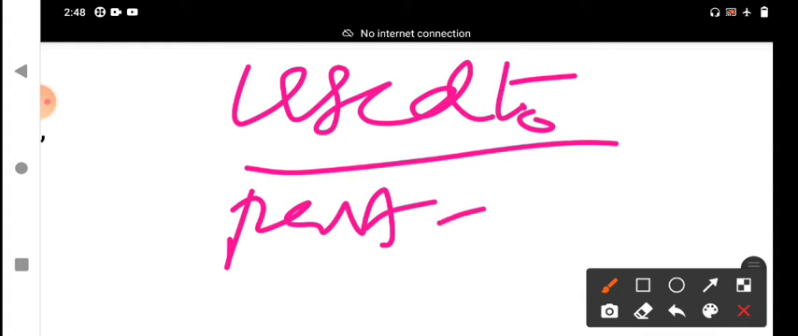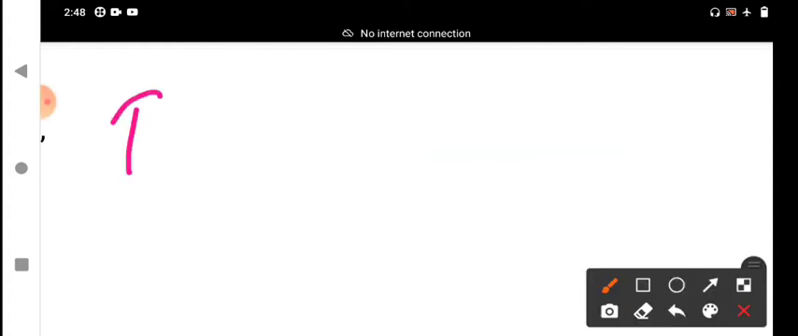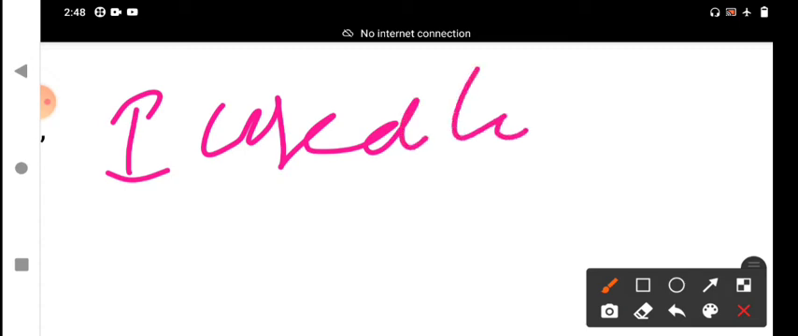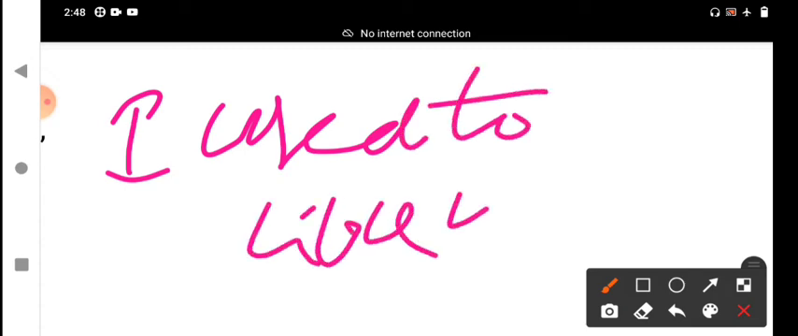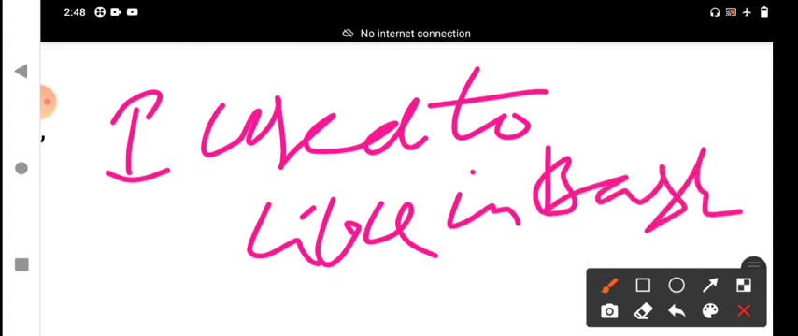For example, I write a simple example: I used to live in Bangalore. It means that now I am living in Nellore. I used to live in Bangalore in the past, once upon a time. That is a past situation, a past activity, a past state or condition.